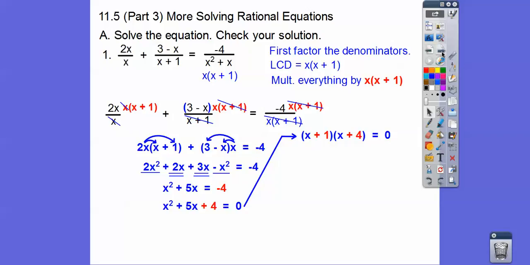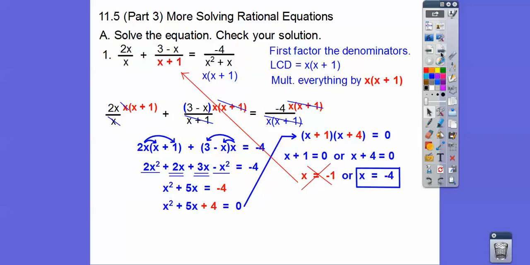Now we set the factors equal to 0. When we set those factors equal to 0, we go minus 1, minus 4, and we get x equals negative 1 or negative 4. Are any of those bad answers? Yes, negative 1. We can't have negative 1 because it'll give us 0 in one of those fraction denominators. So we cross that one out and circle the other one, x equals negative 4.